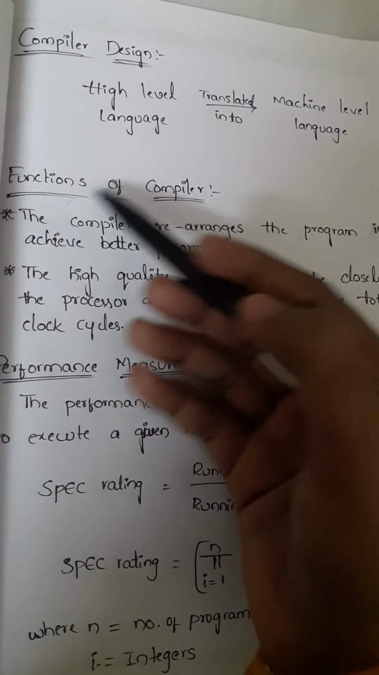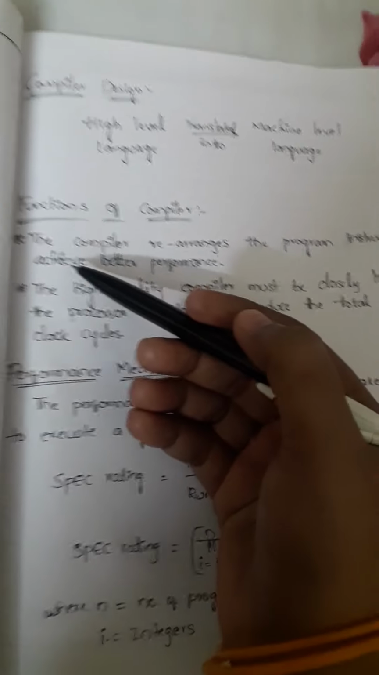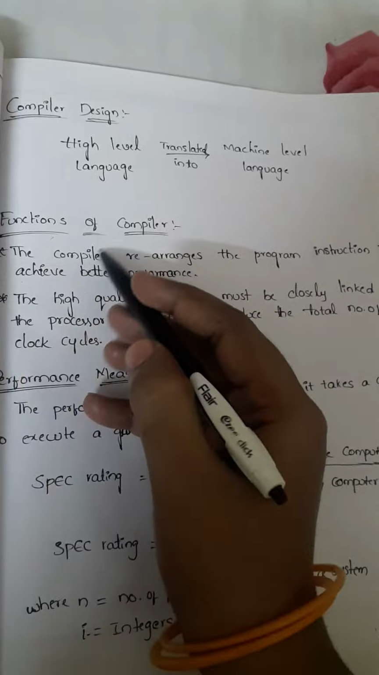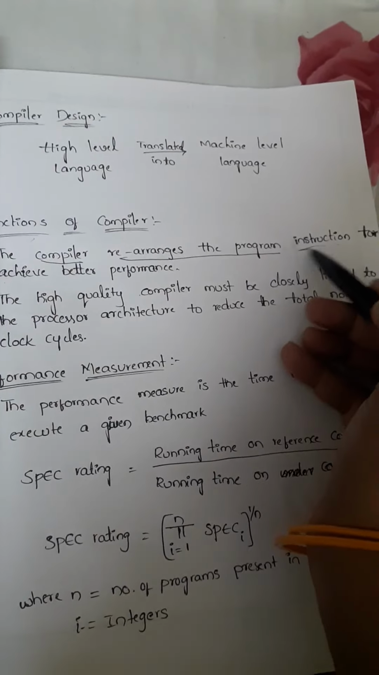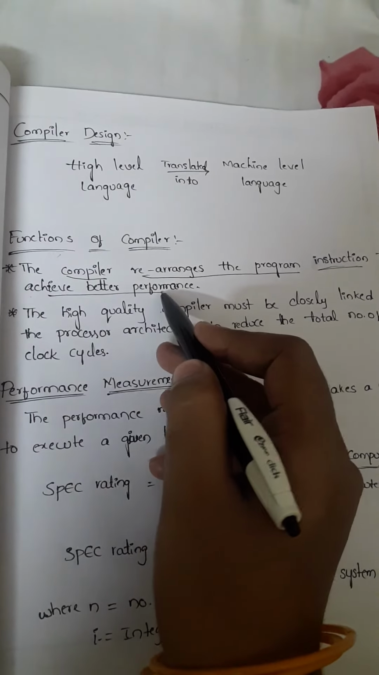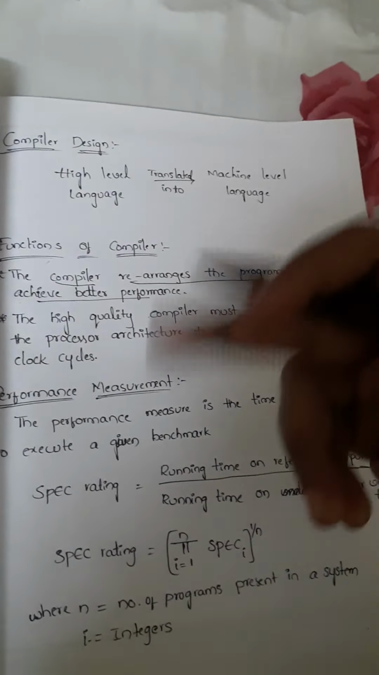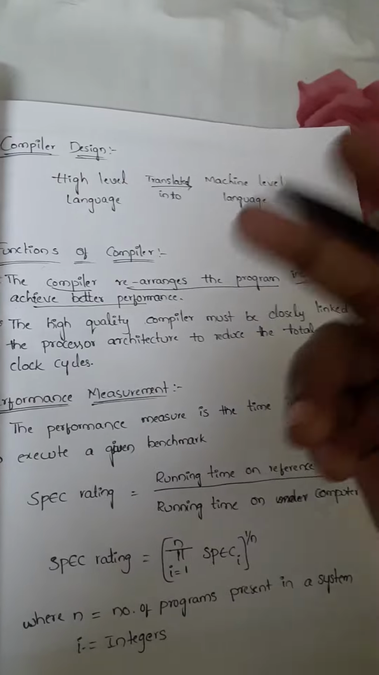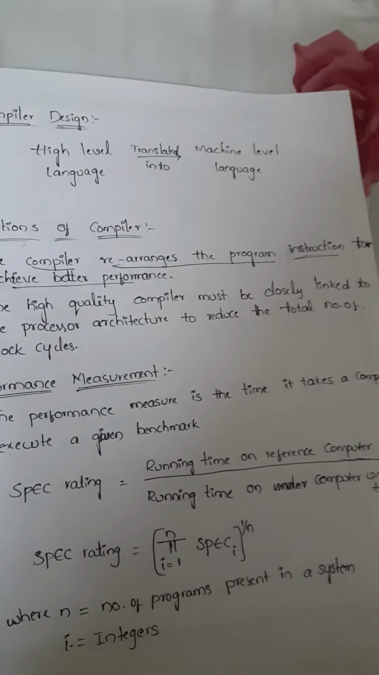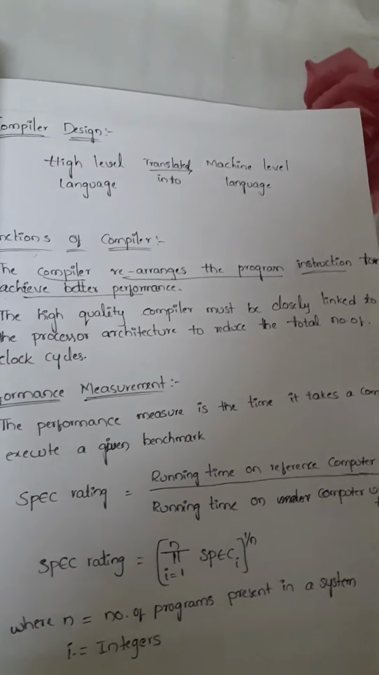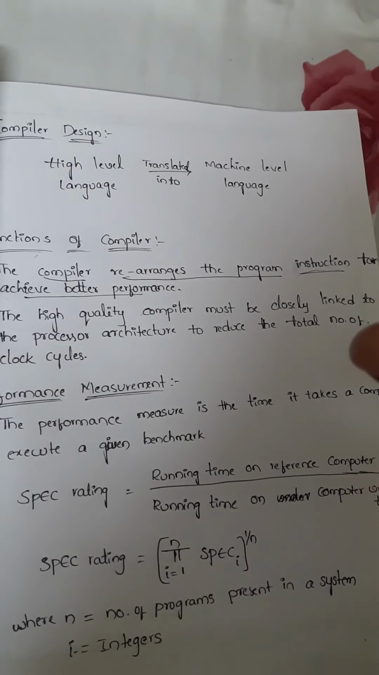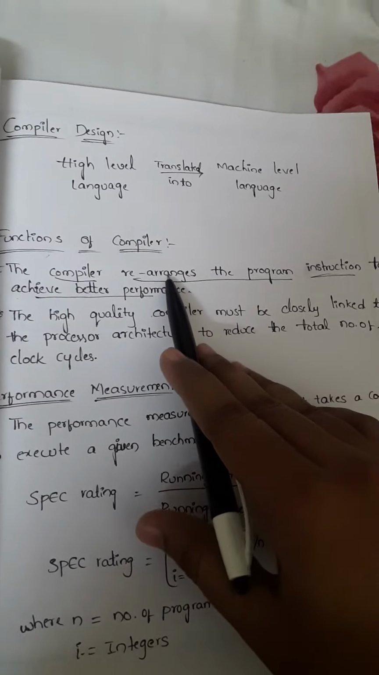So now coming to the functions of compiler. So compiler will have two functions here. So the compiler rearranges the program instructions for achieving the better performance. Okay, so the compiler will rearrange the programs for achieving that. That means the programs will be initiated one after one, for achieving the better performance. Okay, so that is the first point.